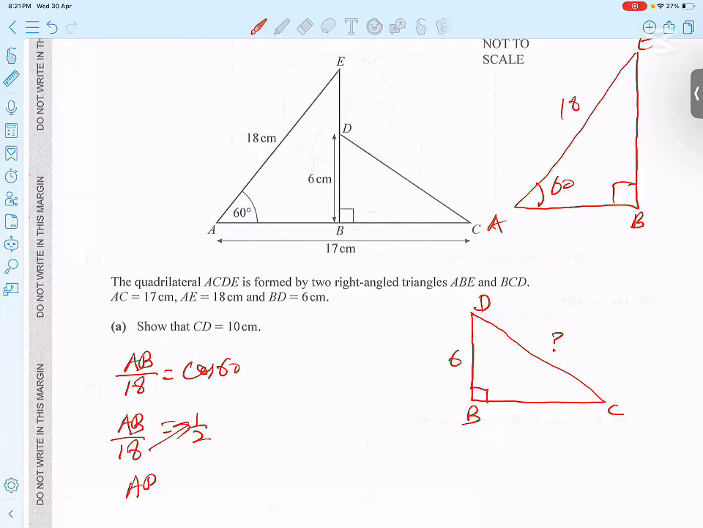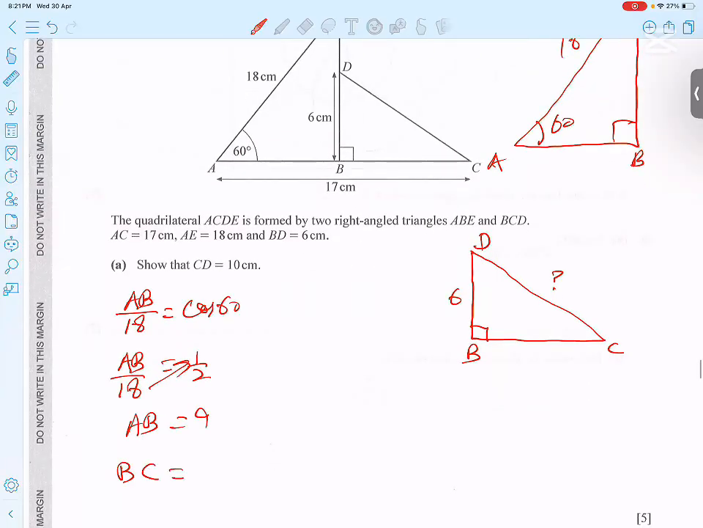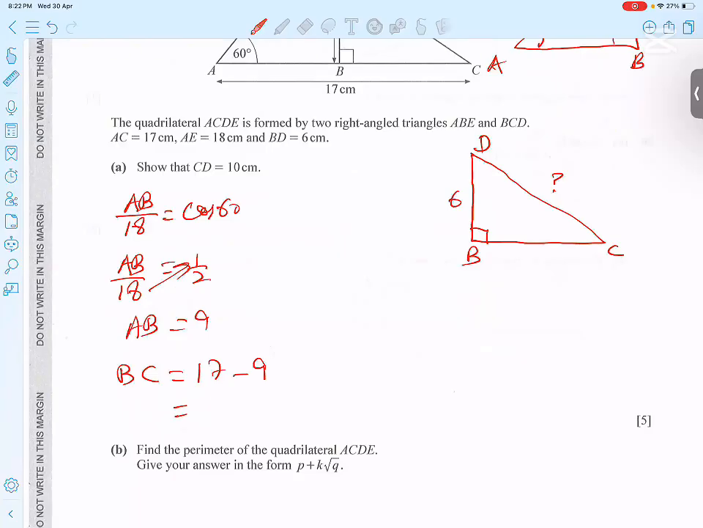18 goes there, and I got AB equal to 9. So basically, this is a 9 and 9. How to get this one? Out of 17, subtract 9. So I got BC equal to 17, 9 gone. And 9 plus 6 is 9, 7, 9 plus 8. So 8 is there. So this 8 is coming here.